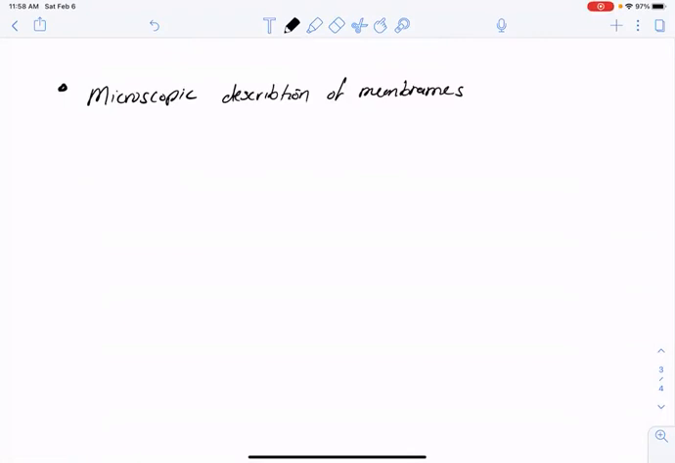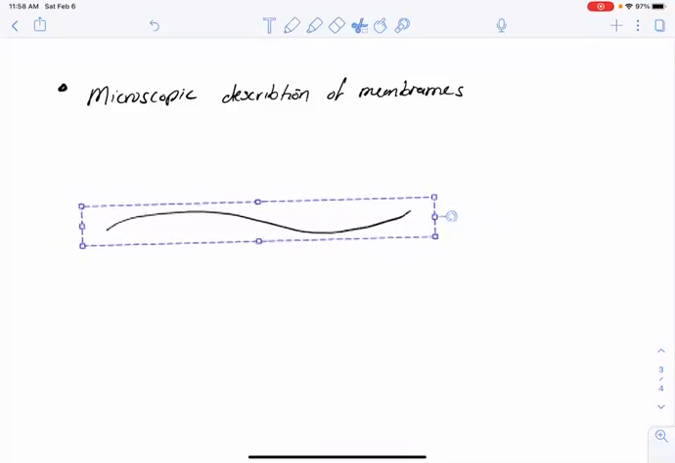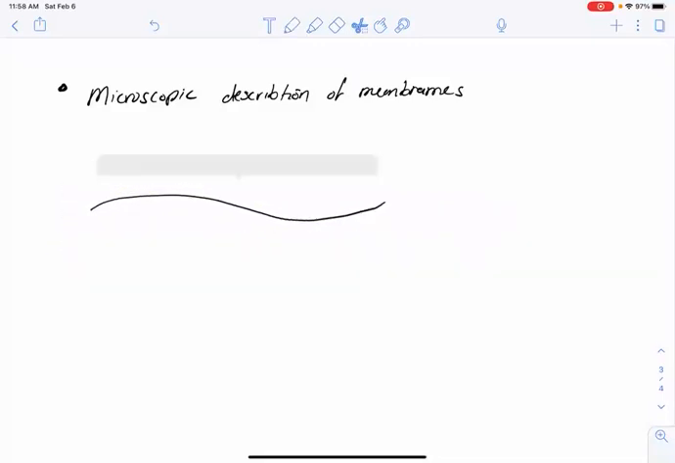Okay, so if I was going to draw a cut through a membrane, it might look something like that. That's looking at it kind of edge on, and on large enough scales that I don't resolve the individual lipids that's making it up. So I can imagine it being infinitely thin.